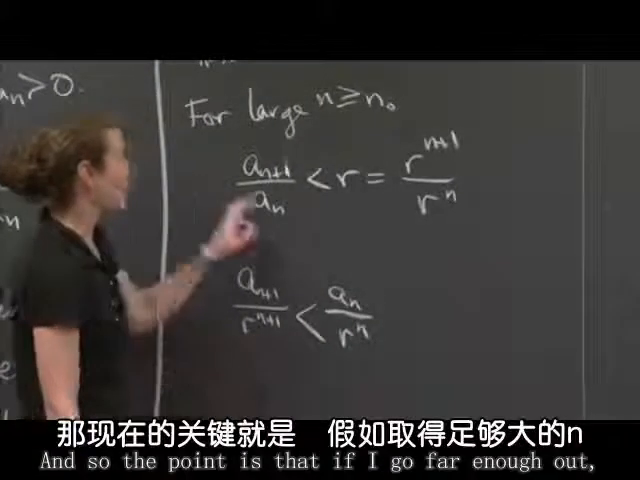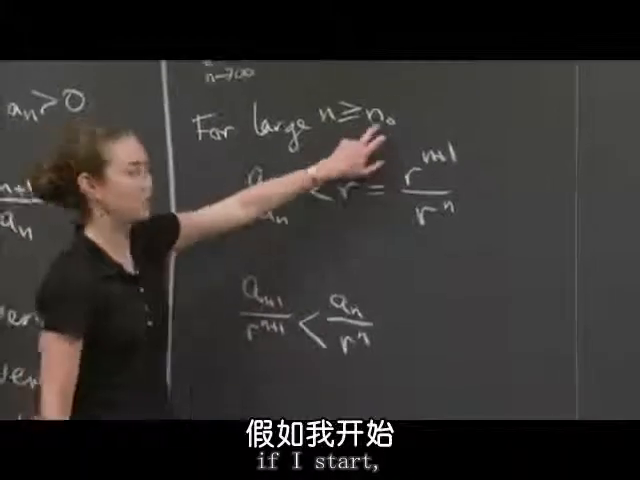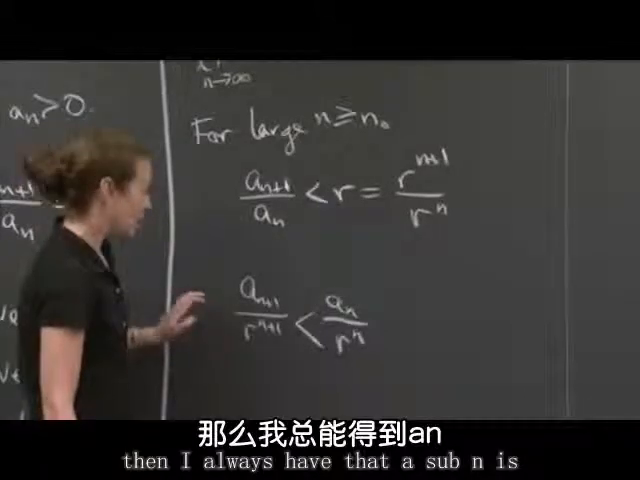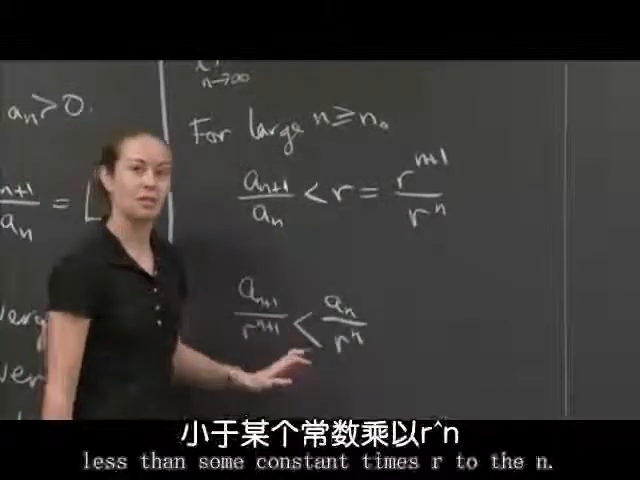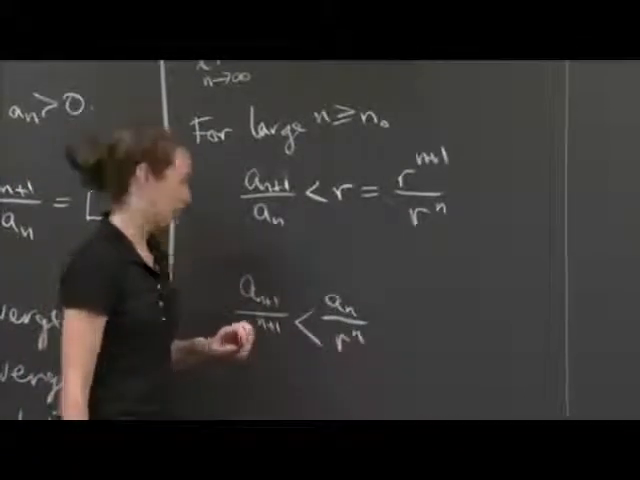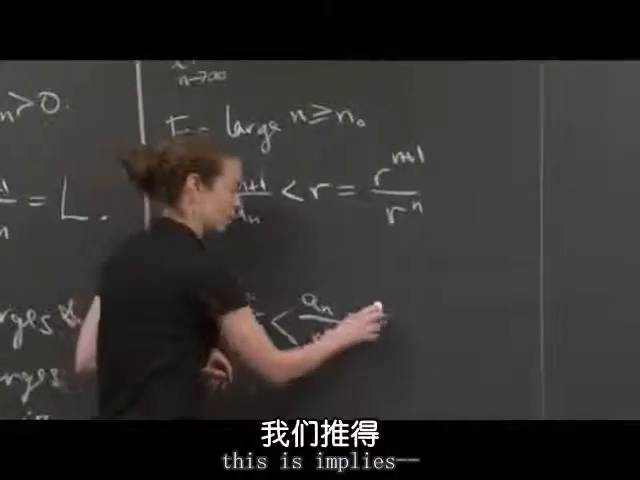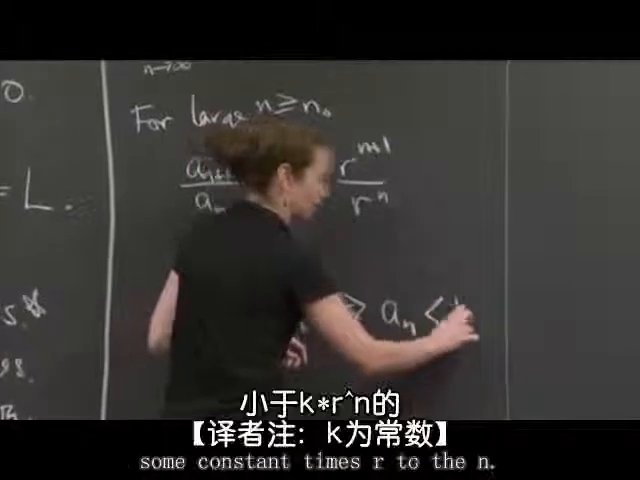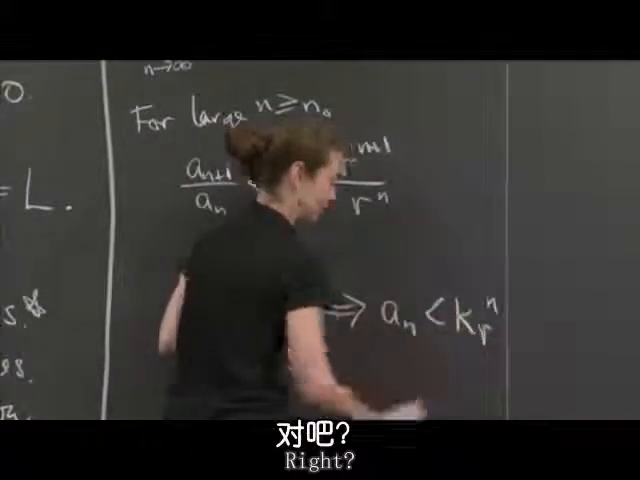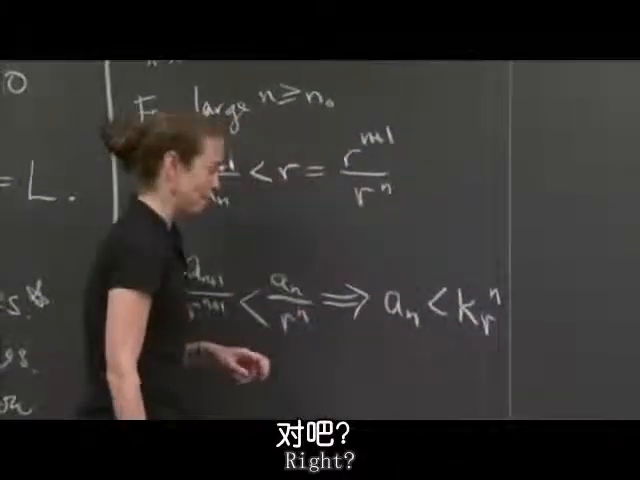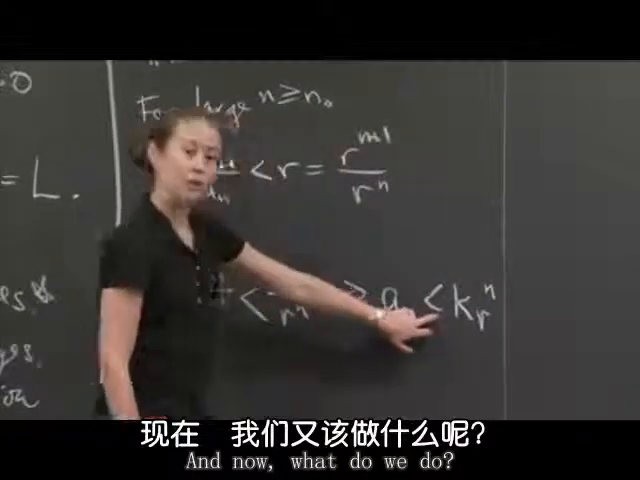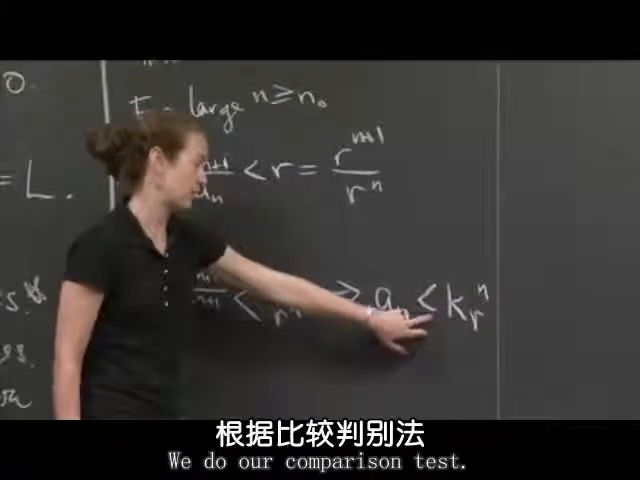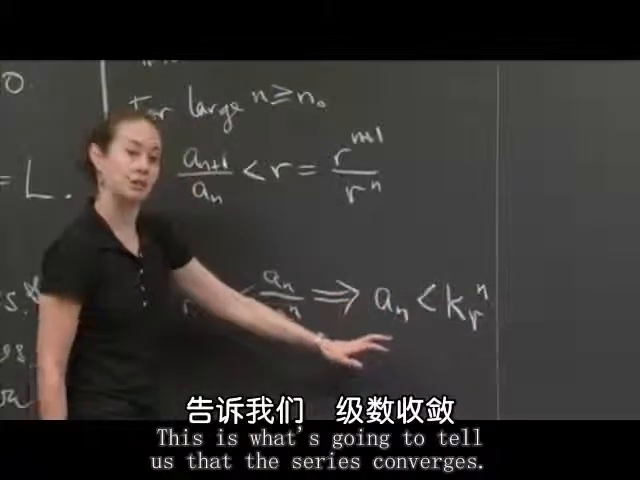And so the point is that if I go far enough out, if I start, say, past this n naught, then I always have that a sub n is less than some constant times r to the n. So this implies a sub n is always less than some constant times r to the n, right? And now what do we do? We do our comparison test. This is what's going to tell us that the series converges.